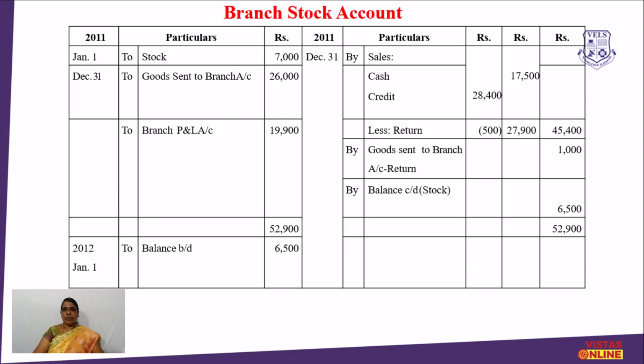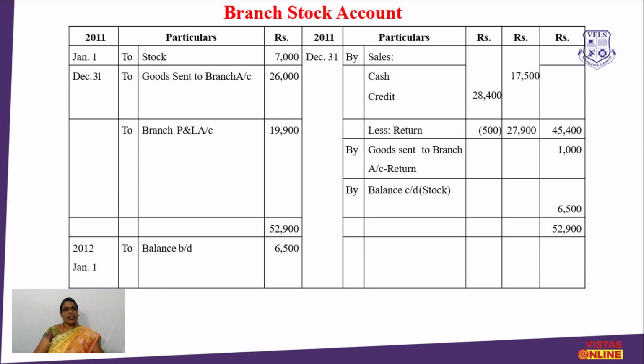Cash sales 17,500 plus credit sales after the return 27,900. You add both amounts, 17,500 and 27,900, you will get 45,400. Okay. Then goods return. How much is there? 1,000, right? Goods sent to branch, that is the return value.